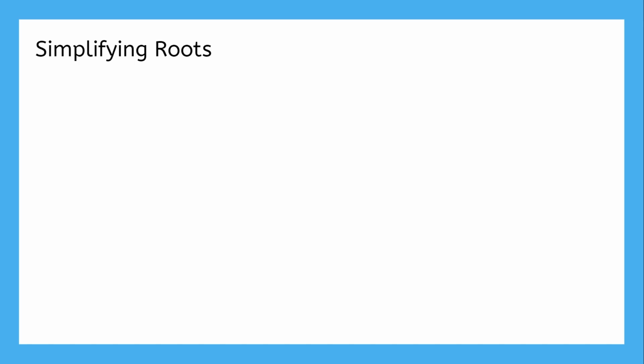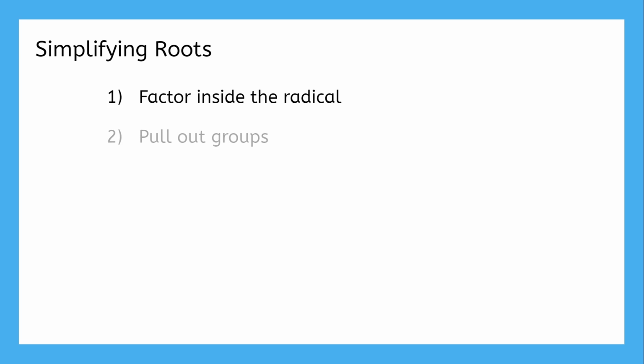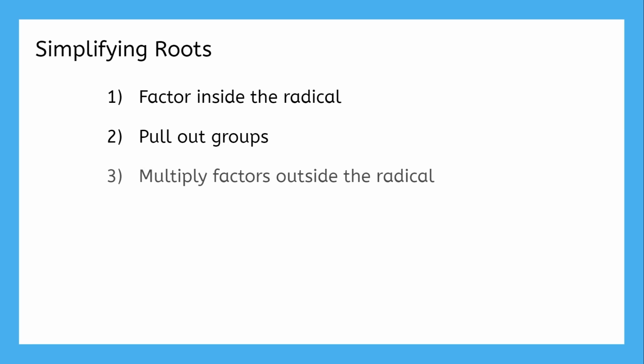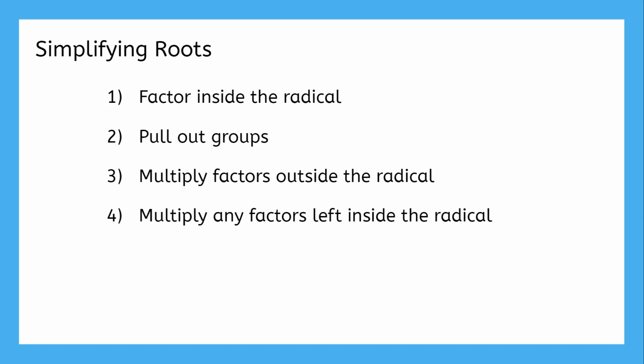Like I said before, the process doesn't change, even with variables included. First, you factor inside the radical. If that includes variables, you just expand them. Then, pull out groups. For square roots, the groups will be pairs. For cube roots, you find triplets. Fourth roots will be groups of 4, and so on and so forth. After you've pulled any groups out of the radicals, you multiply the factors on the outside, and then multiply the ones on the inside.